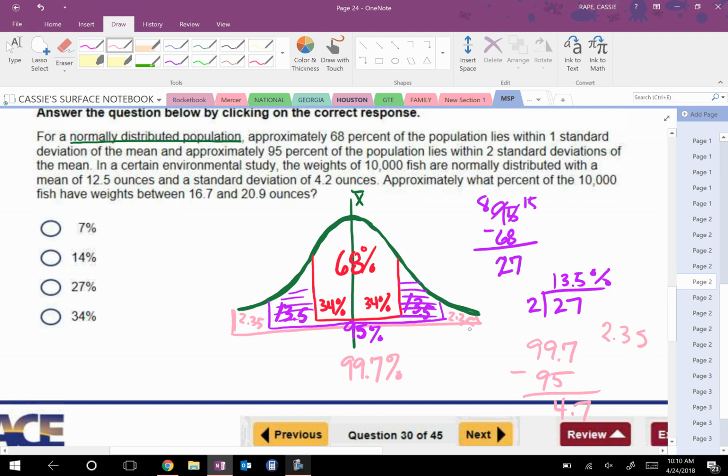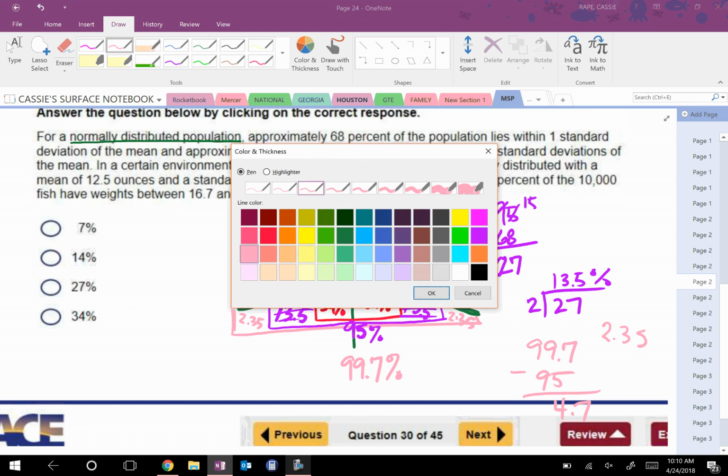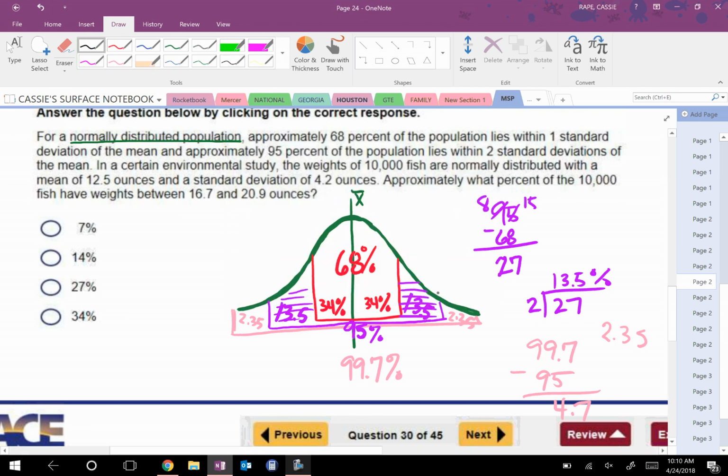So this question is asking, it gives you the mean. First of all, it says the mean is 12.5. So right here, 12.5. And it tells you the standard deviation is 4.2 ounces, which means you're just going to add 12.5 plus 4.2, which would be 16.7. And then this is another standard deviation, so you're going to add another 4.2, and that would be 20.9.